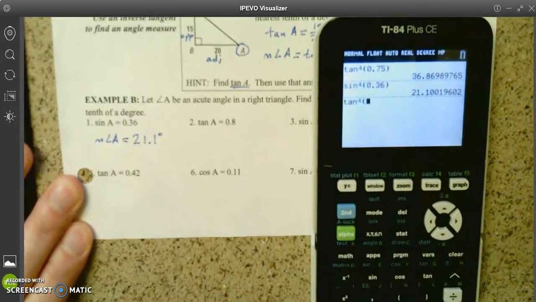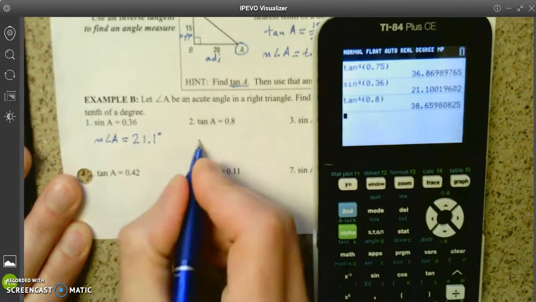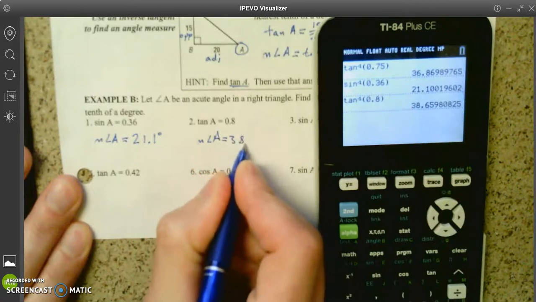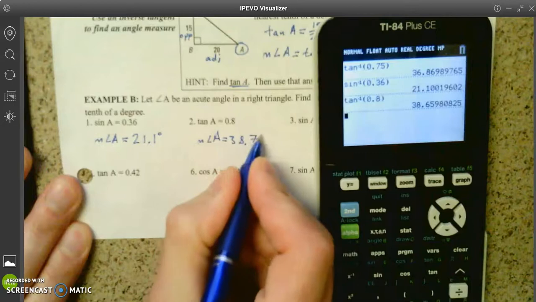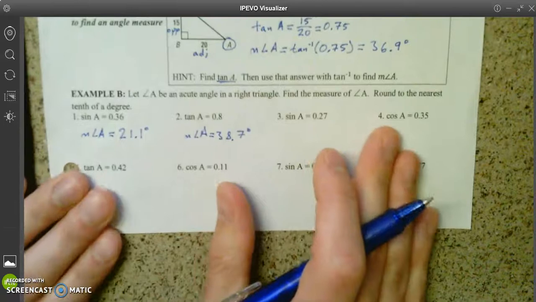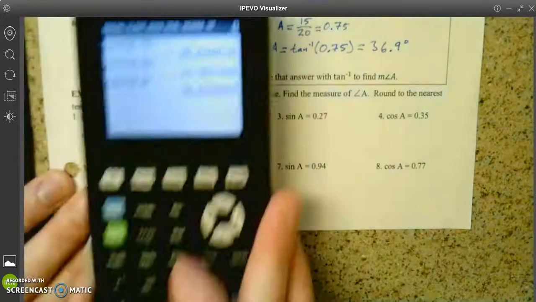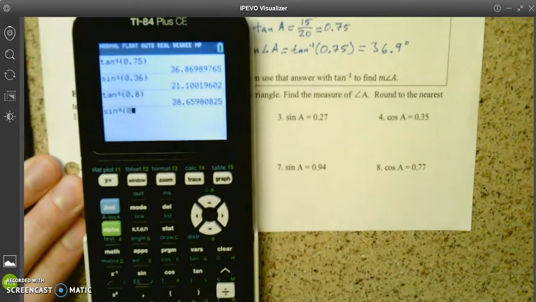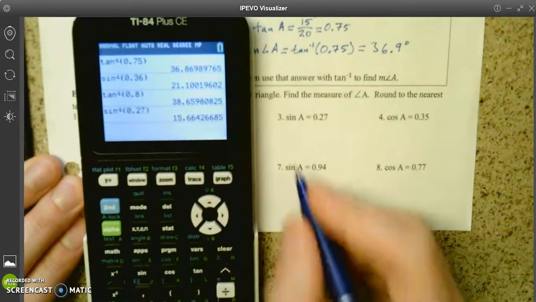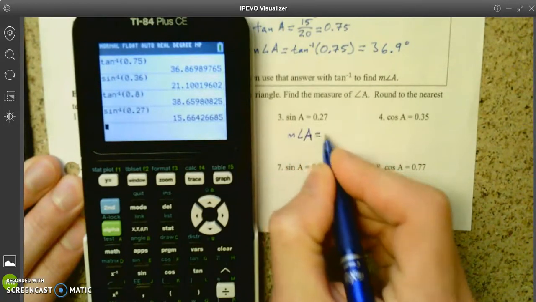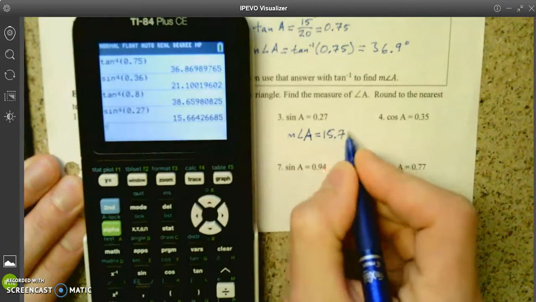So inverse tangent of 0.8. The measure of angle A in this example is 38.7 degrees. For this next one, we're going to do inverse sine of 0.27, and that gives me the measure of angle A is equal to 15.7 degrees.